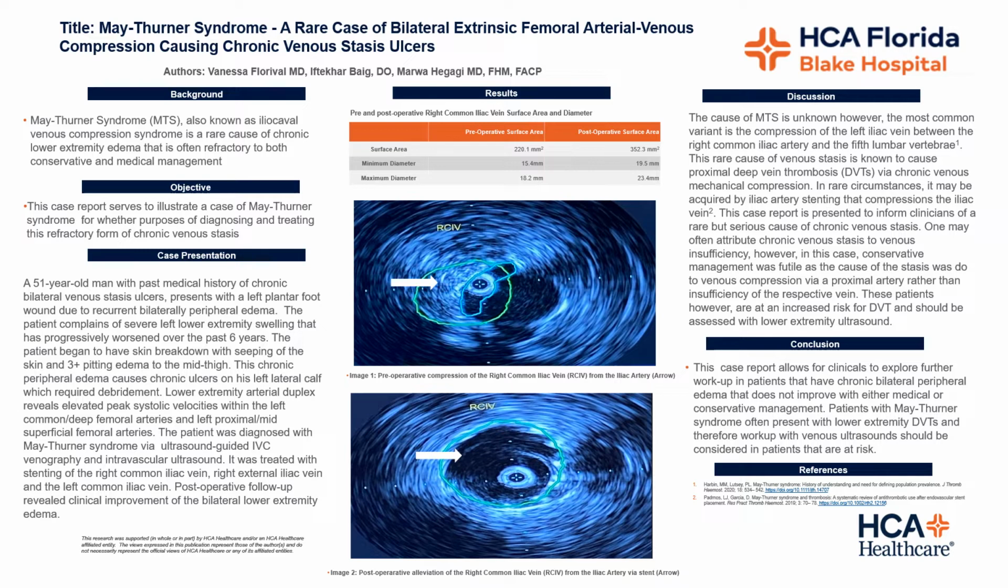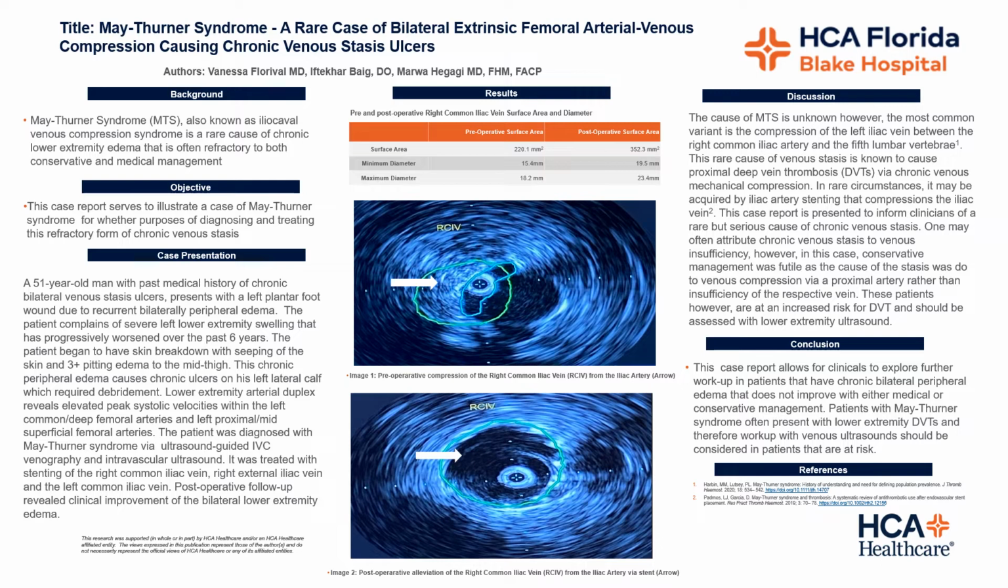Discussion. The cause of MTS is unknown. However, the most common variant is the compression of the left iliac vein between the right common iliac artery and the fifth lumbar vertebra. This rare cause of the venous stasis is known to cause proximal DVTs, or deep vein thrombosis, via chronic venous mechanical compression. In rare circumstances, it may be acquired by iliac artery stenting that compresses the iliac vein.